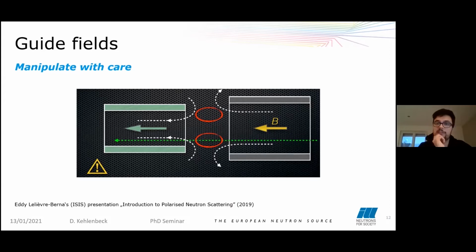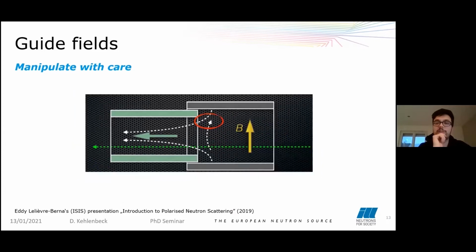And in spin rotators, the loss of polarization generally comes from a region where the fields cancel, which is also where the polarization rotates. So here we have a reduction of the strength of the field because the guide fields are reversed to each other.